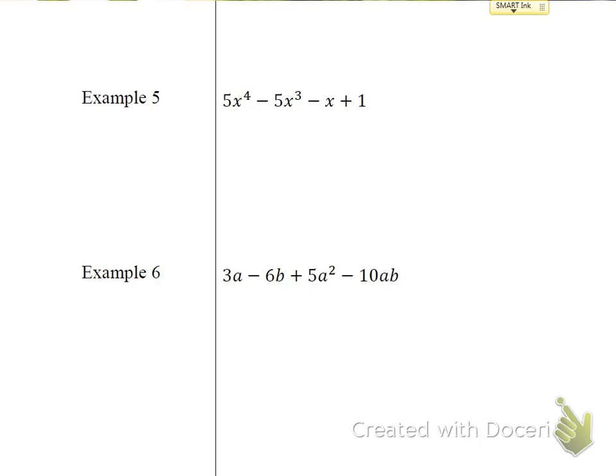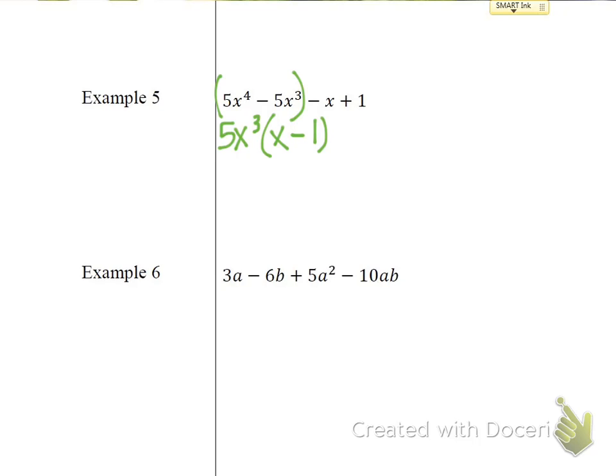Okay, so example 5, I have 5x to the 4th minus 5x to the 3rd minus x plus 1. Now, when your second grouping is being subtracted, there is something different that you have to do. But let's take a look at the first one. So we have 5x to the 4th minus 5x to the 3rd. What's the GCF there? Good, 5x to the 3rd. So this is going to be x minus 1.